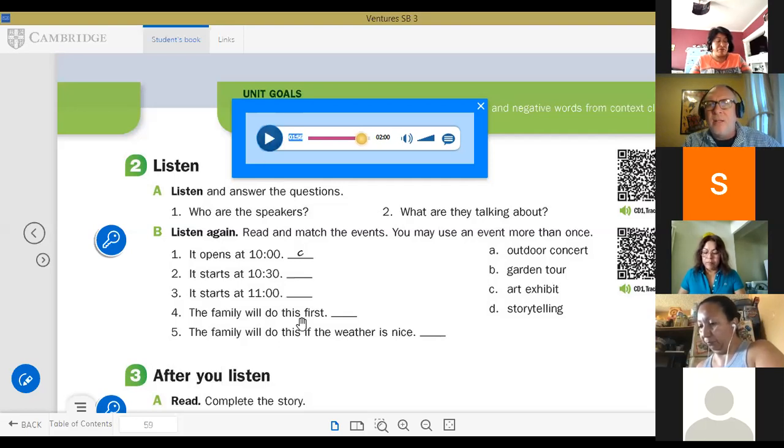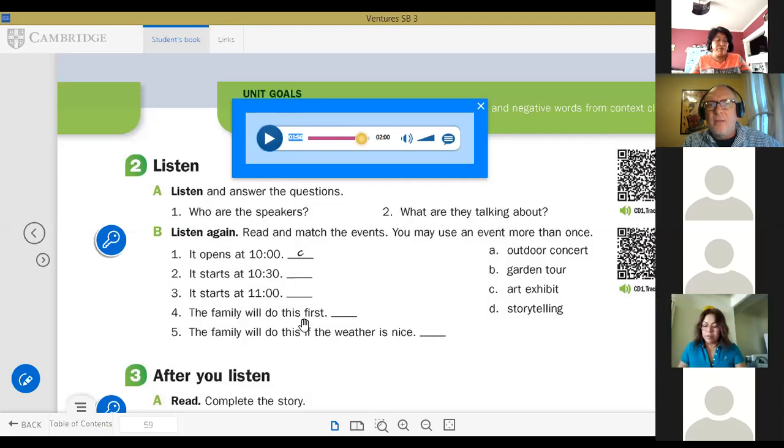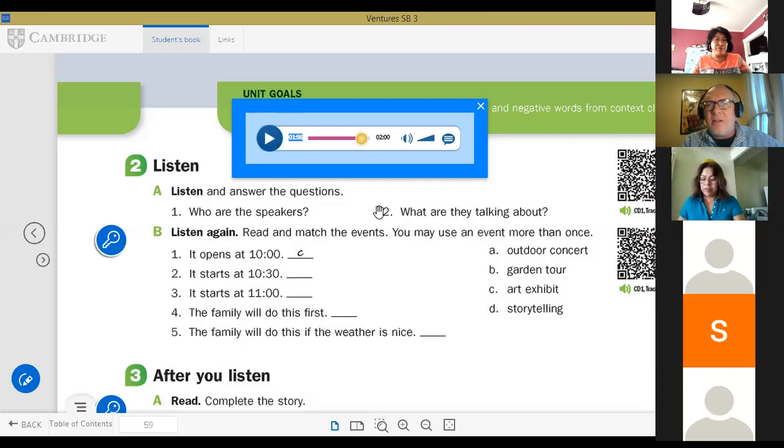What will the family do first? The outdoor concert, letter A. Did they say they're going to go to the concert first? No. Go to the library. Let me say it again. Letter D, free storytelling for children on Sunday at 10:30.